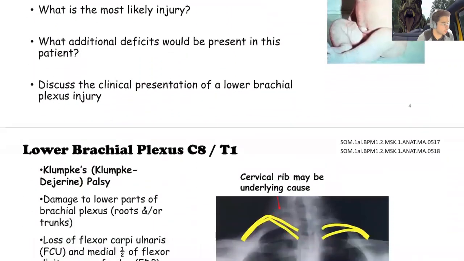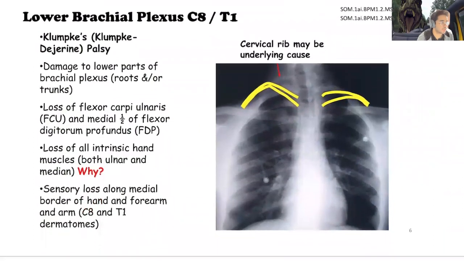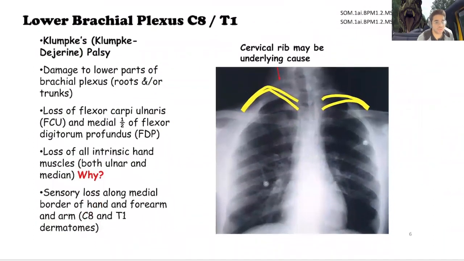Okay. Now, Klumpke's palsy. If you guys remember your Klumpke's palsy, I want you guys to remember your Klumpke's claw, right? It's where the patient's hands are claw-like. Why? Because what, not dermatomal, or spinal levels are messed up? Put in the chat, just so I want you guys to be awake and with me. C8 and T1, absolutely. That's highly tested. They love that.